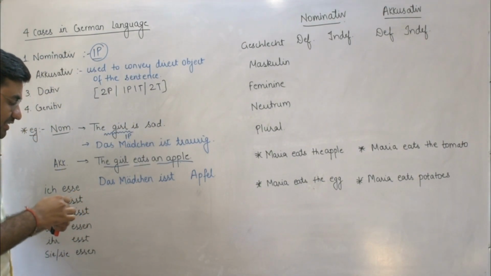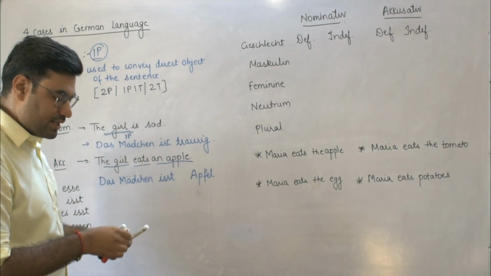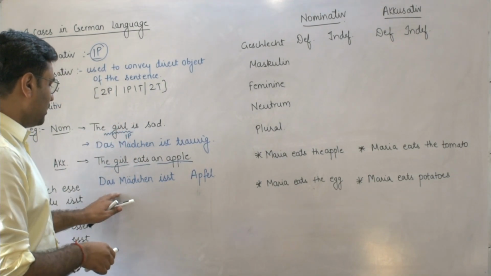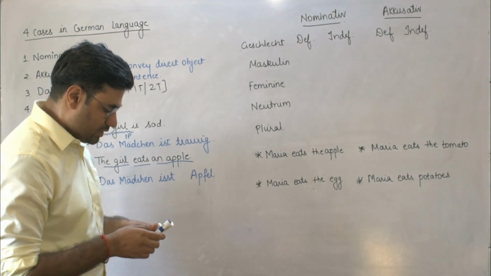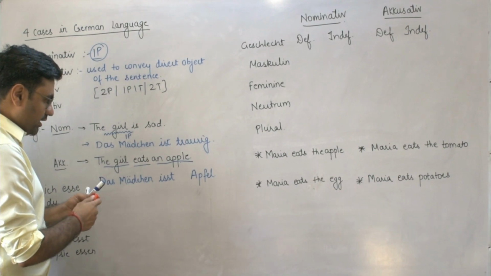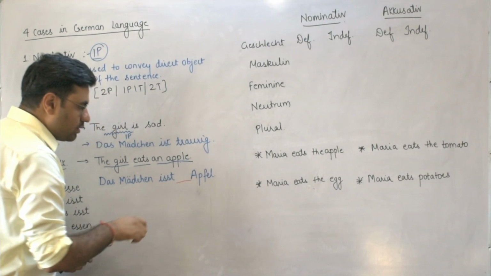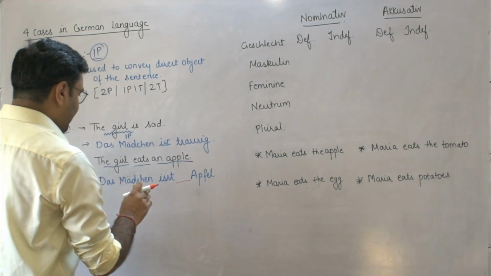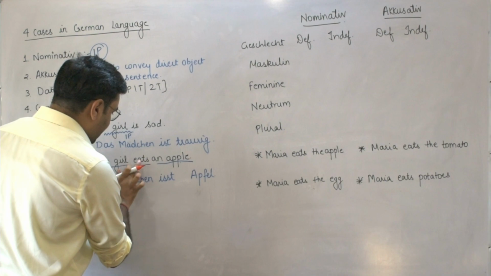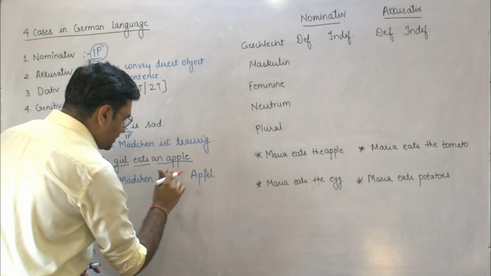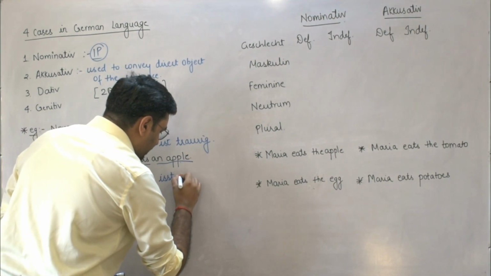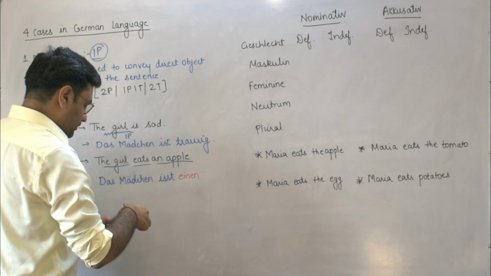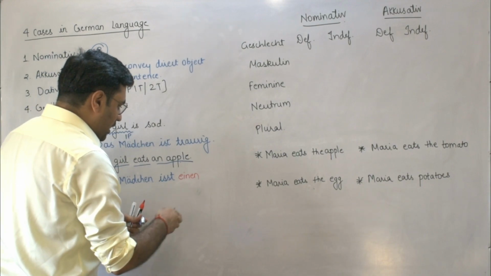But how do we denote that this particular sentence is in the accusative sense? We have an article in front of the object, and this article gets changed. So, the girl eats an apple: Das Mädchen isst einen Apfel.